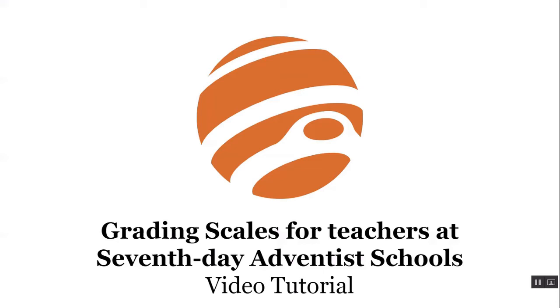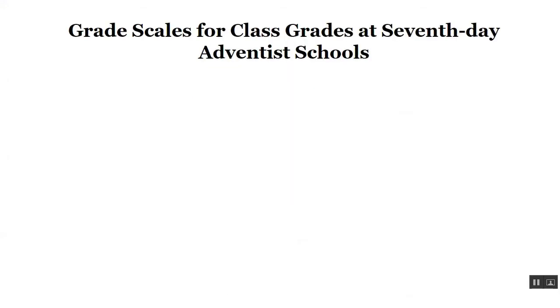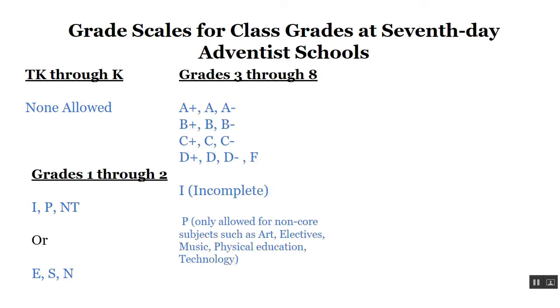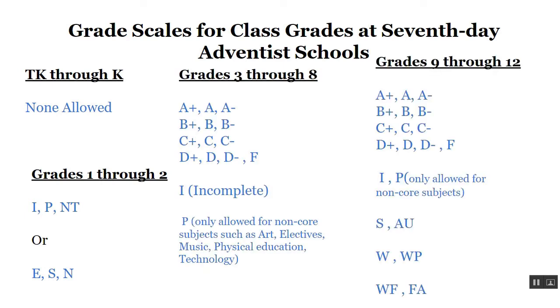This tutorial explains how teachers at Seventh-day Adventist schools can define the grading scales used for the overall grades in their classes. Let's start by reviewing the grade scales to be used for different grade levels. TK through K, none allowed. There are two options for grades 1 through 2. Grades 3 through 8 and 9 through 12 use the A+ through F scale with some additional grade marks.